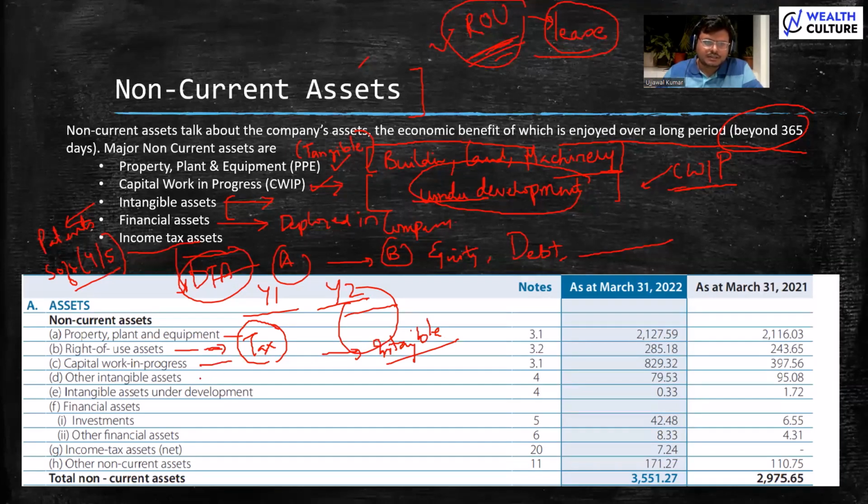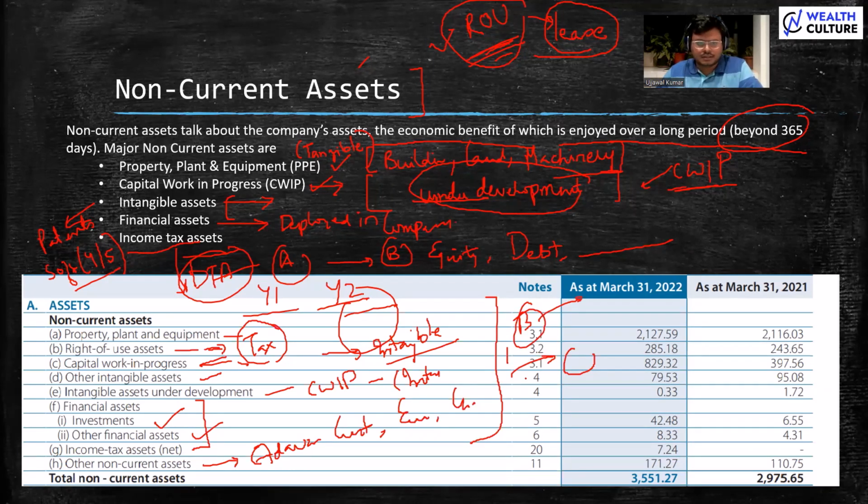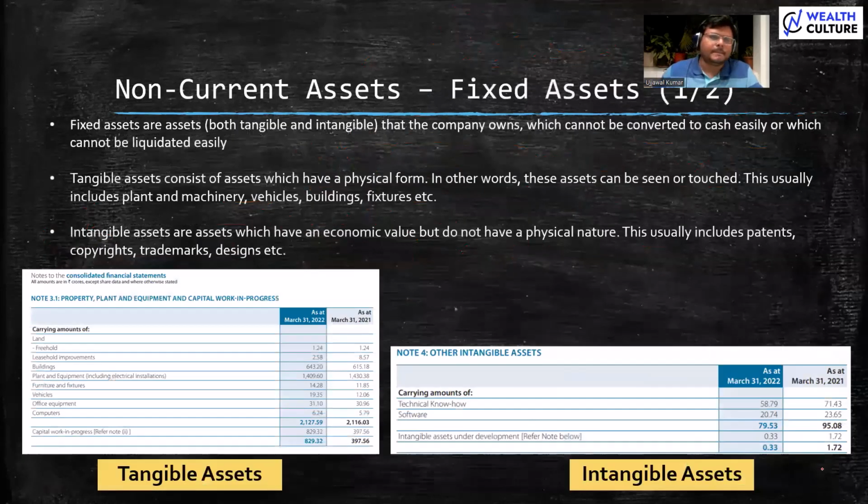Capital work in progress we did see. Other intangible assets we'll discuss. And intangible assets under development is again CWIP, but for intangible assets. Capital work in progress, same terminology, but for tangible assets. Then financial assets can be two forms: investments and other financial assets. We'll look in detail into each of these line items. And then we have other non-current assets, which can be advances paid to customers, employees, clients, whatever. So that's basically the run-up of the line items. We'll discuss each of these now in detail, right?